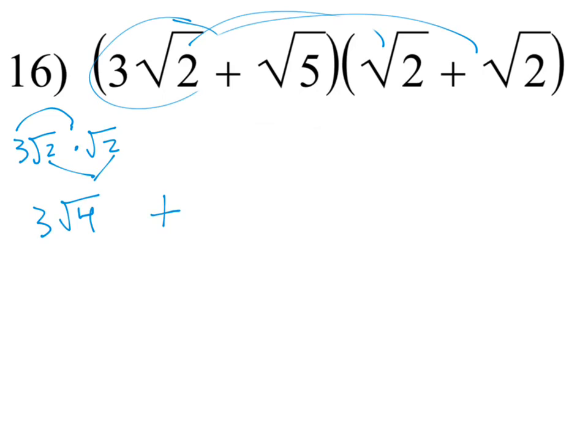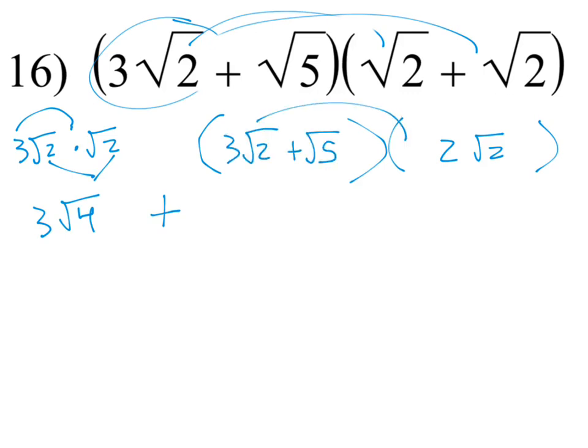So I'm going to simplify this right side here to make 2 root 2, right? If you have square root 2 plus square root 2, there's 2 square roots 2. And then we've got this front side. We've got 3 root 2 plus root 5. And now we're just going to distribute both of these to that term there.